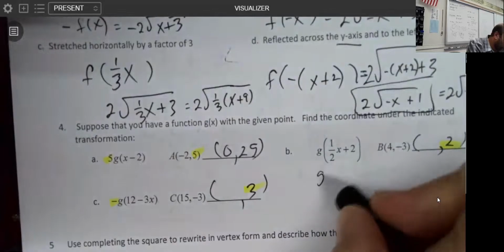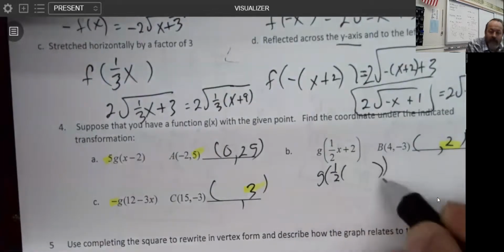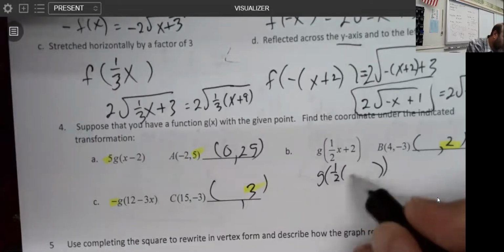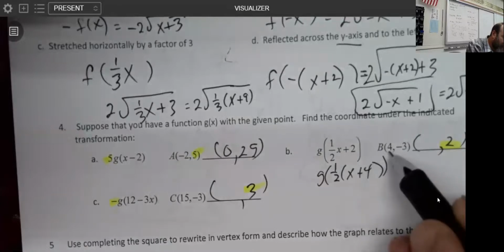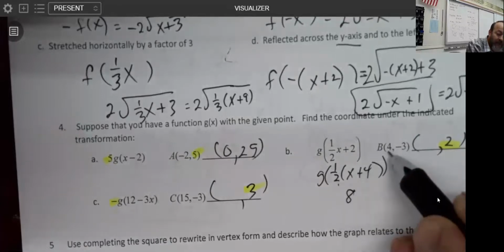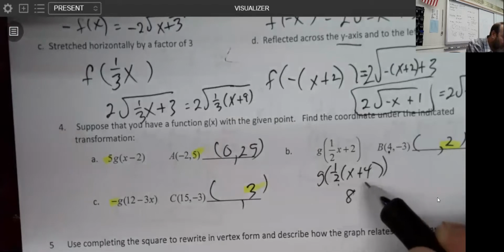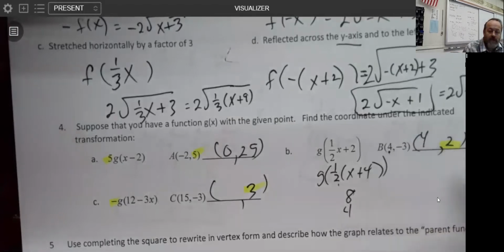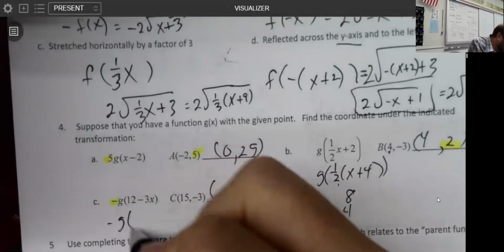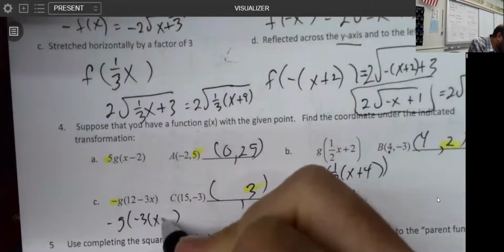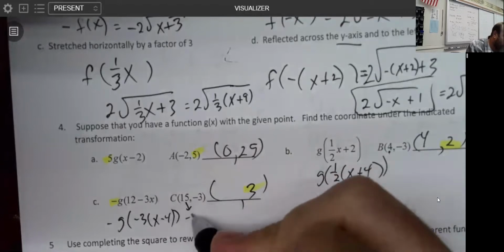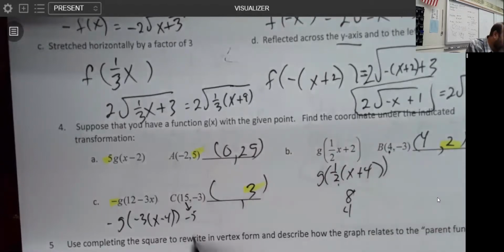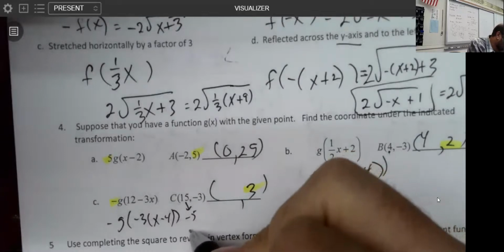Over here, we have the unfortunate thing that something was attached to x, so we're going to factor out the 1/2, and half of 4 is still 2. So we're going to double the x and get 8, and then go to the left 4, which gives me 4. So that should be 4 comma 2. And last but not least, if we factor this one out, we'll factor the -3 out, leaving x minus 4. We're going to take that x value and divide it by -3, which gives me -5, and then add 4 to that, which gives me the number -1.